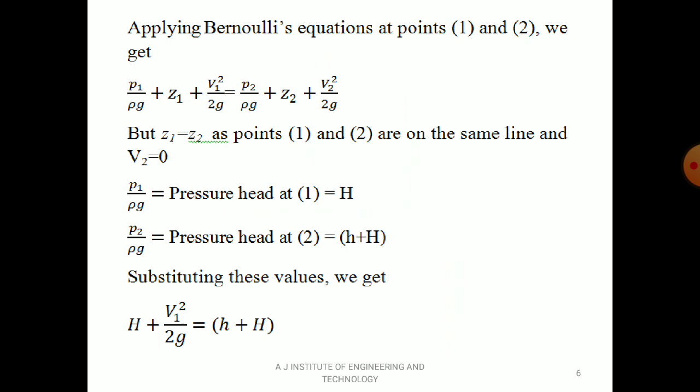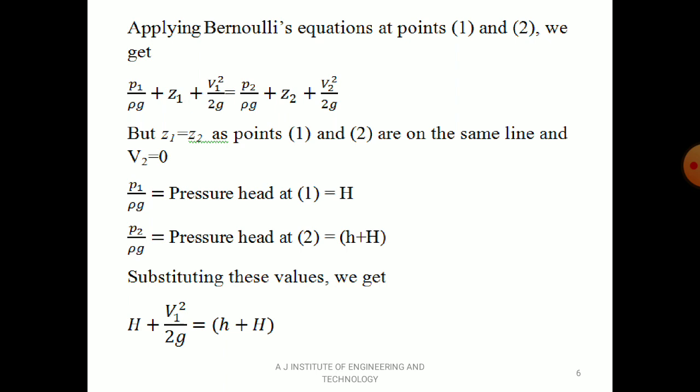And V2 equal to 0 because it's a stagnation point where velocity equal to 0. So P1 divided by rho g, that is the pressure head at point 1, equal to capital letter H. You can see there in the diagram. And P2 divided by rho g, that is the pressure head at point 2, is equal to small letter h plus capital letter H. Because when velocity becomes 0, pressure energy increases. As a result, there is a rise of liquid level in the pitot tube. So it is a summation of the rise of liquid level plus capital letter H.